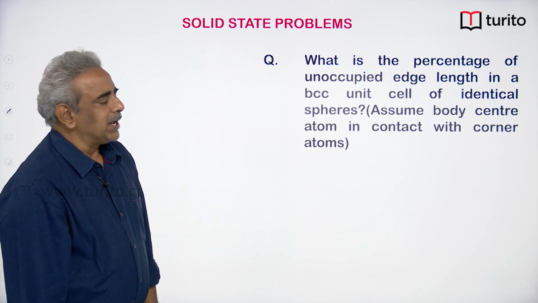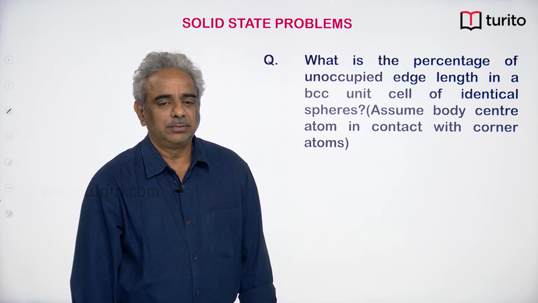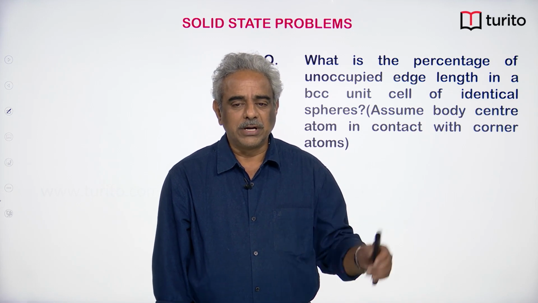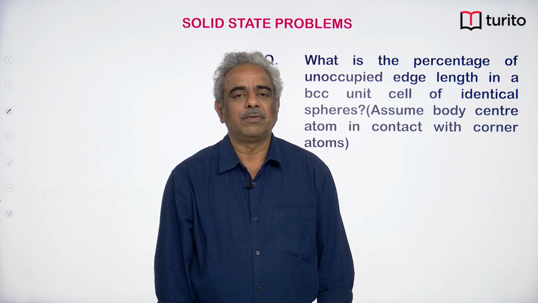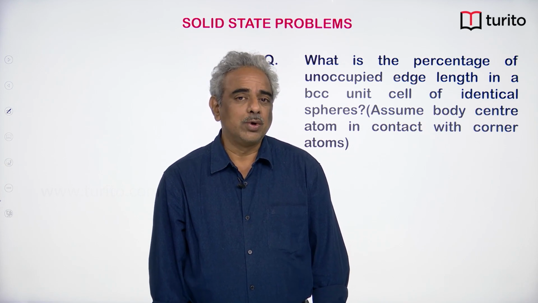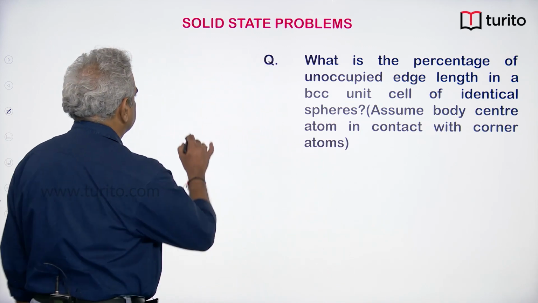What is the percentage of unoccupied edge length in a BCC unit cell of identical spheres? Assume body center atoms in contact with corner atoms. So, BCC unit cell, all are identical spheres. So, first get the picture.